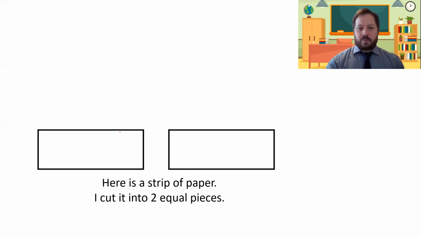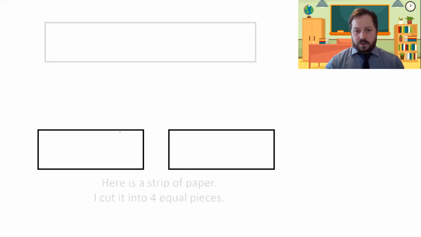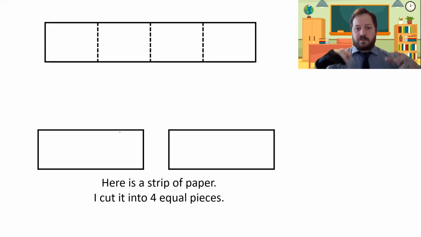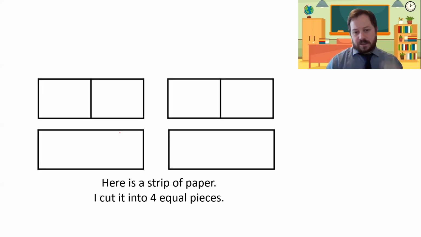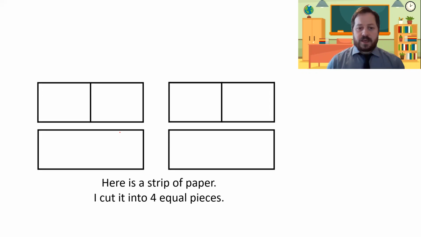The next one we're going to fold into 4 quarters. So you'd fold it in half and then fold it in half again, lengthways, and then cut along those fold lines. And what you'll see is that one of the halves is the same as 2 quarters. So you know that these are what we call equivalent. 2 quarters is the same as 1/2.